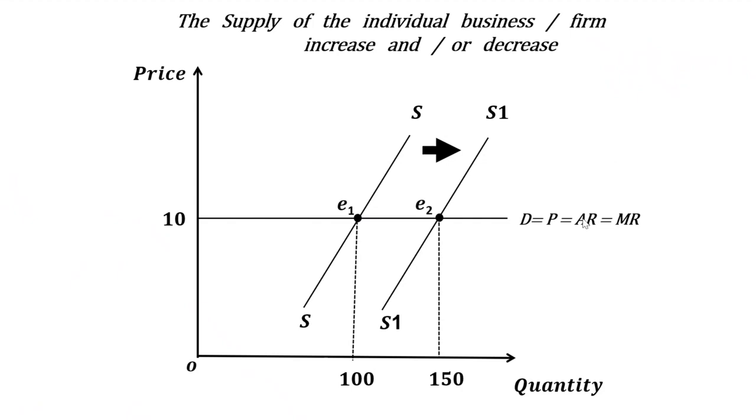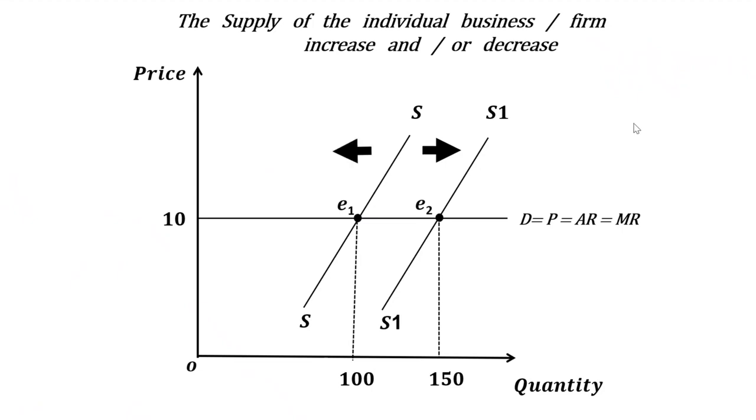Now you can see what happens when the supply curve shifts to the right. It means that supply increased. The market price remained the same at 10 Rand, but the quantity supplied on the market will increase from 100 units to 150 units. What will happen if the firm decreases its supply?